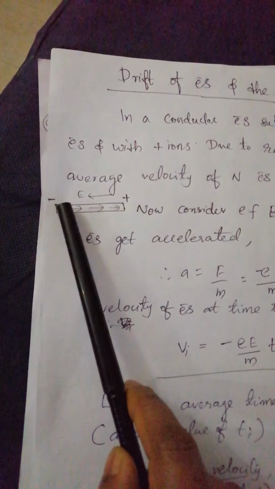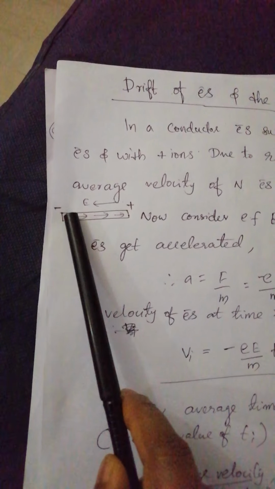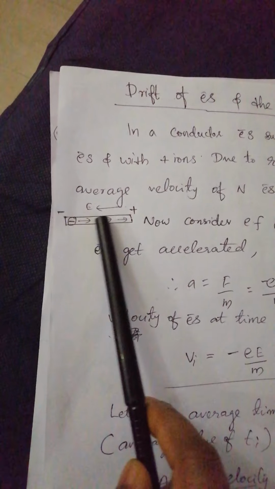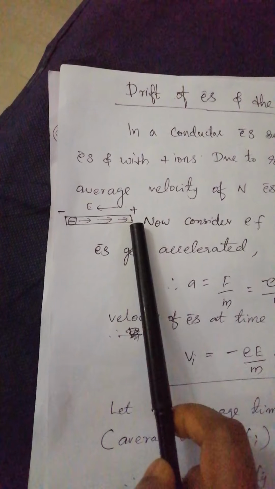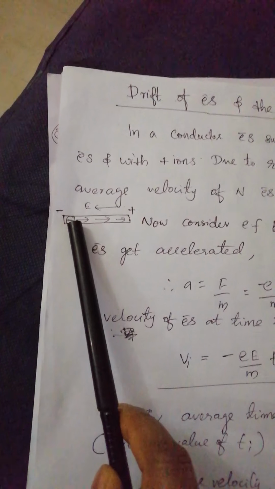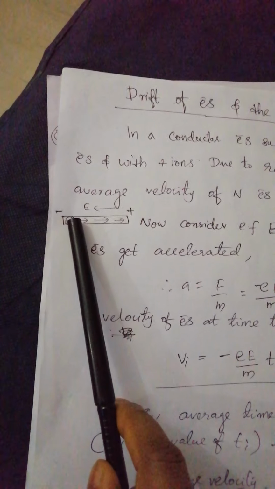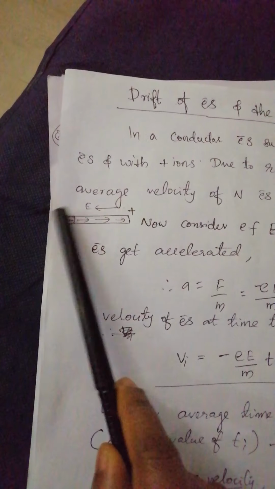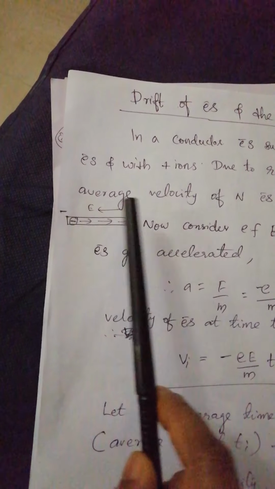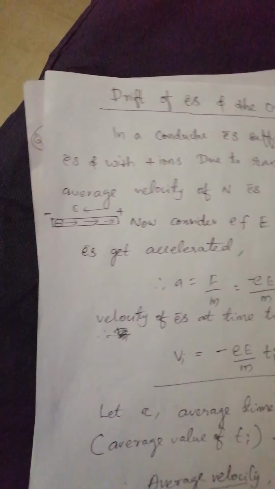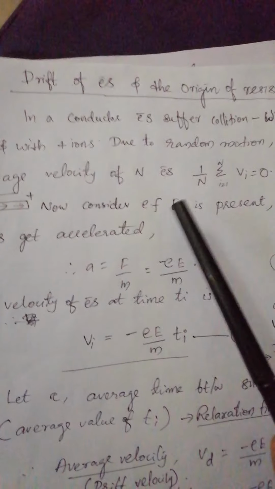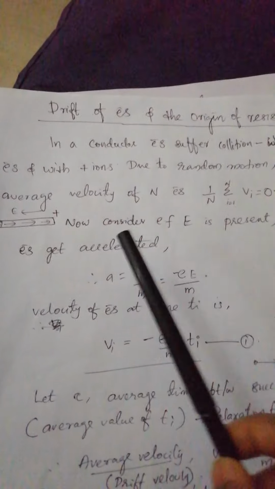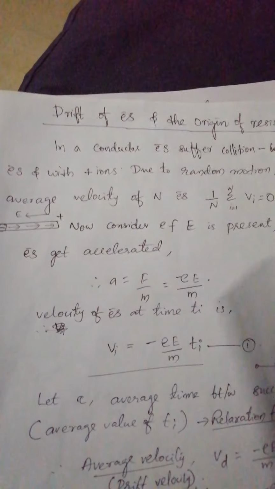The electrons from this side move towards the positive side, because negative electrons are attracted towards the positive side of the conductor. That means these electrons are accelerated towards this side when we apply a potential difference, or an electric field, we can say. So now consider an electric field is applied, that is a potential difference is applied, then electrons get accelerated.